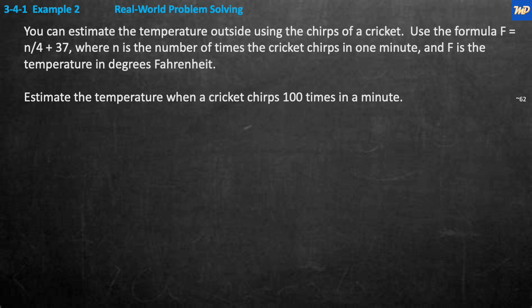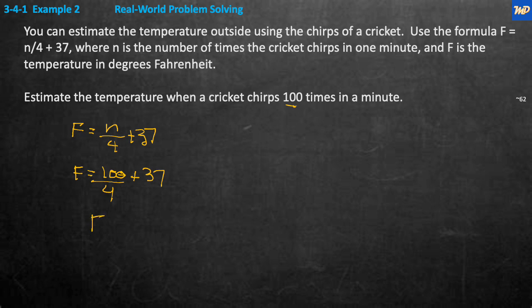It's pretty interesting. So it says estimate the temperature when a cricket chirps 100 times in 1 minute. So we're going to use the formula. I'm going to write the formula here. F is equal to N over 4 plus 37. Okay? And where N is the number of chirps, and it's 100. So now if I say F for the temperature in Fahrenheit is equal to 100 divided by 4 plus 37. And that's going to equal what?